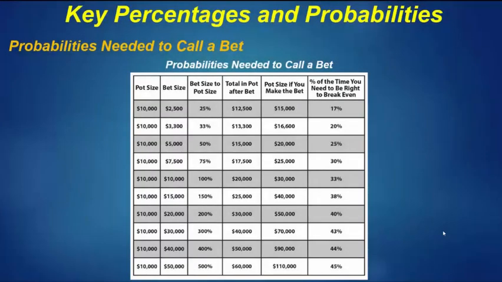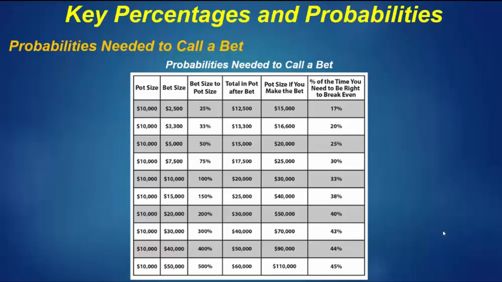Probabilities needed to call a bet. Hand equities constantly change. Analyzing your equity at any point in a hand is essential. Besides the math, it is crucial to know the range of hands an opponent may be playing so you can make an educated guess on when to call or fold to a bet. The table shown here has been created to show you the percentage of time you need to be right to break even if you decide to call a bet.